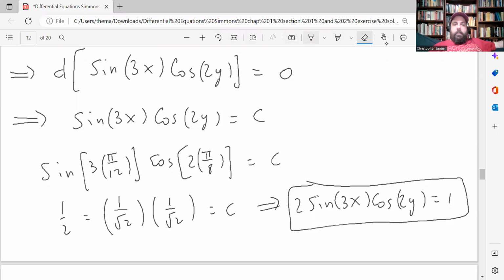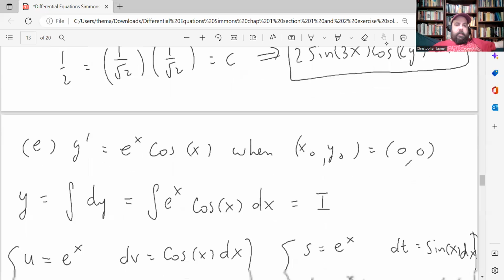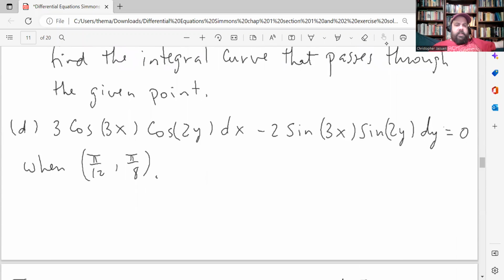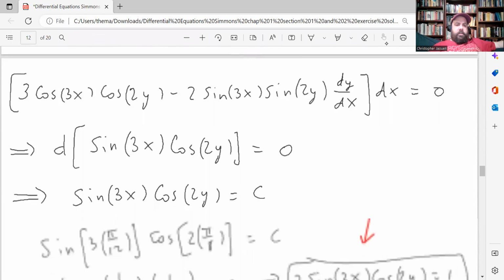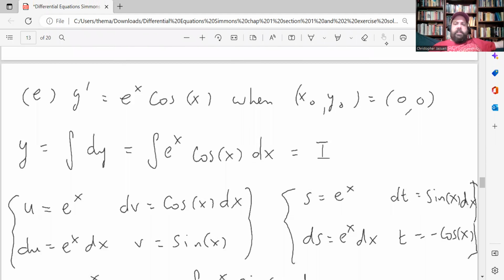Okay, what's next? Part E. Oh, so same problem. What number problem was this again? Number 4. So part E for number 4. Oh, I wanted to do this because it was an integration by parts. So we want to solve this differential equation: y prime equals e to the x cosine x, and the initial point is 0, 0.